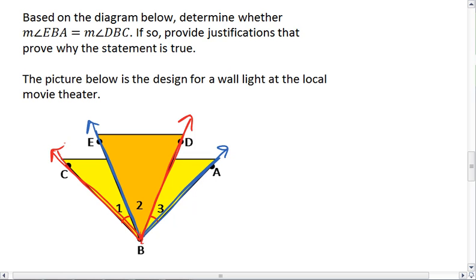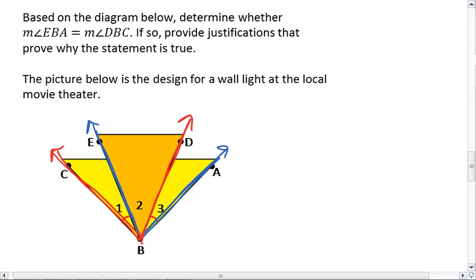And notice the picture that we have here is the design for a wall light at a local movie theater. We want to prove that the angle in blue, angle EBA, is equal to the measure of angle DBC. Usually when approaching an idea like this, sketch out some ideas. Sketch some thoughts you have, jot down any little notes until you have an idea of how you're going to get from what you're given in the picture to what you're trying to prove.